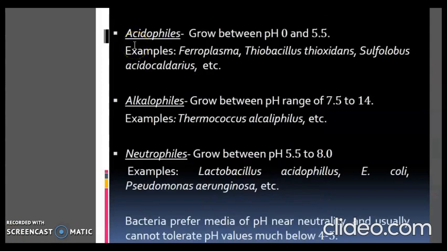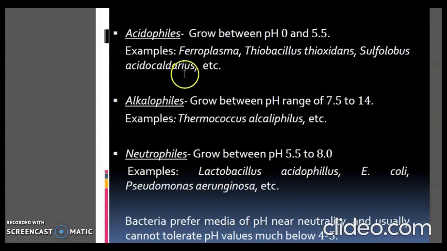So broadly, based on pH, the microorganism can be classified into acidophiles, alkalophiles and neutrophiles. Acidophiles have a growth range between the pH 0 and 5.5. And the examples include Ferroplasma, Thiobacillus thiooxidans, Sulfolobus acidocaldarius. These organisms require very low pH, that is high acidity.